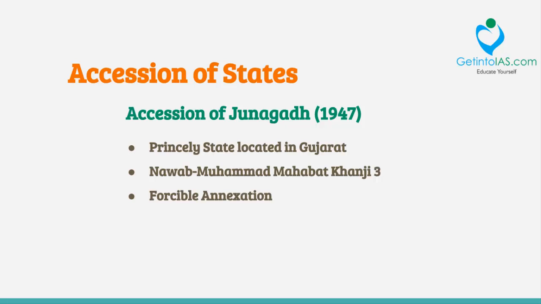So it didn't happen. Finally, Vallabhbhai Patel intervened and Junagadh was forcibly annexed. Vallabhbhai Patel is the main reason for the annexation of these states. He is the one leader who is important for this annexation of states. So remember, with forcible annexation, Junagadh was annexed in the year 1947.